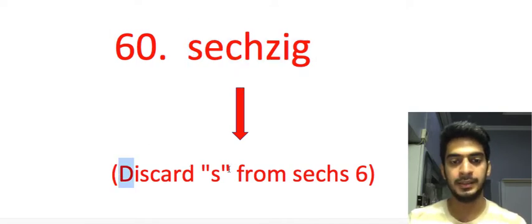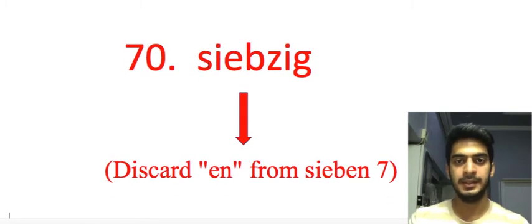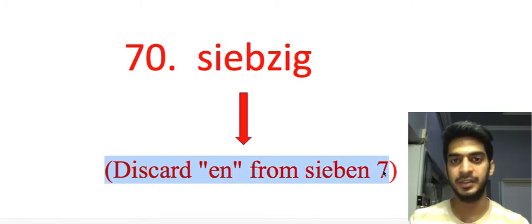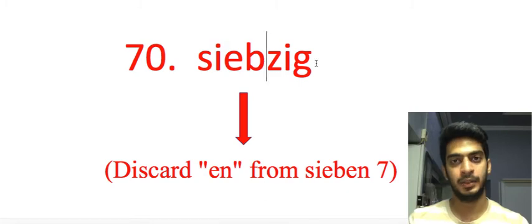Again, discard S from sechs. The remaining word, sech, then add zig to it, sechzig, 60. 70, siebzig. Again, discard en from sieben, number 7. The remaining word, sieb, then add zig to it, siebzig, number 70.